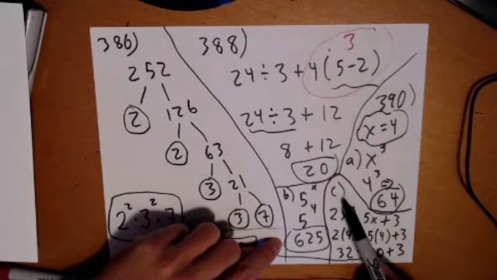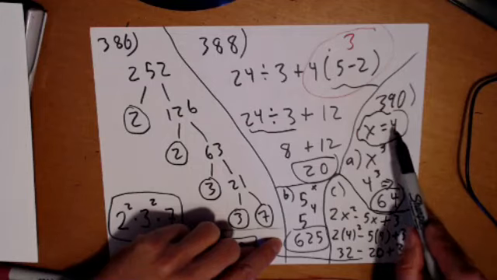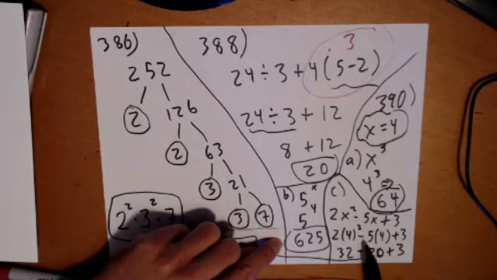For 390 part C, it was 2x squared minus 5x plus 3. We're just going to let x equal 4. So 2 times 4 squared minus 5 times 4 plus 3. 4 squared is 16 times 2 is 32. 5 times 4, 20, so minus 20 plus 3. 32 minus 20 is 12, plus 3 is 15.